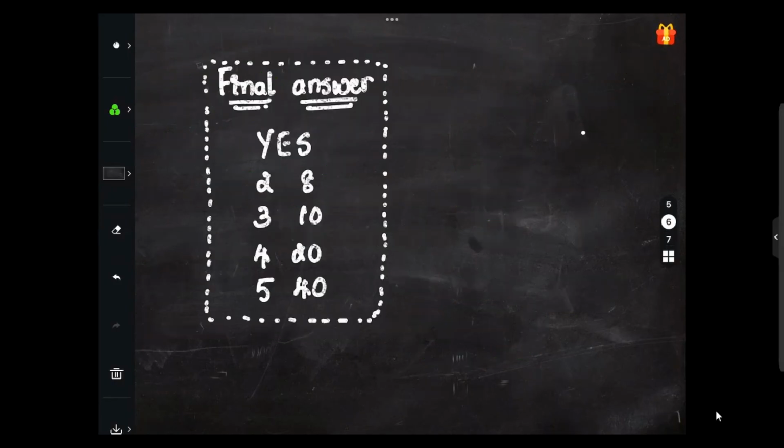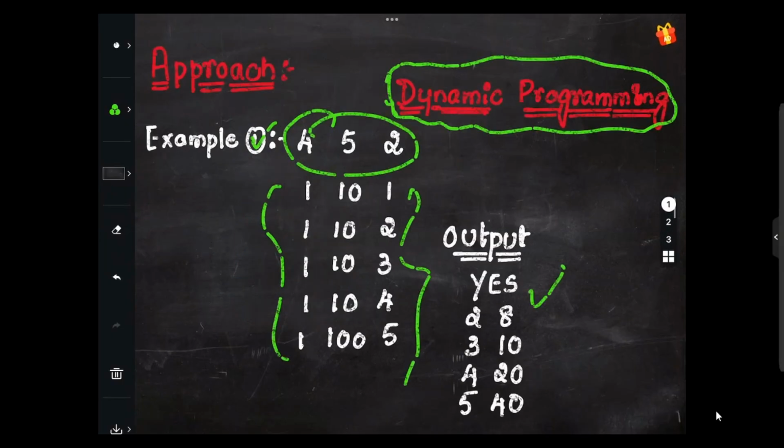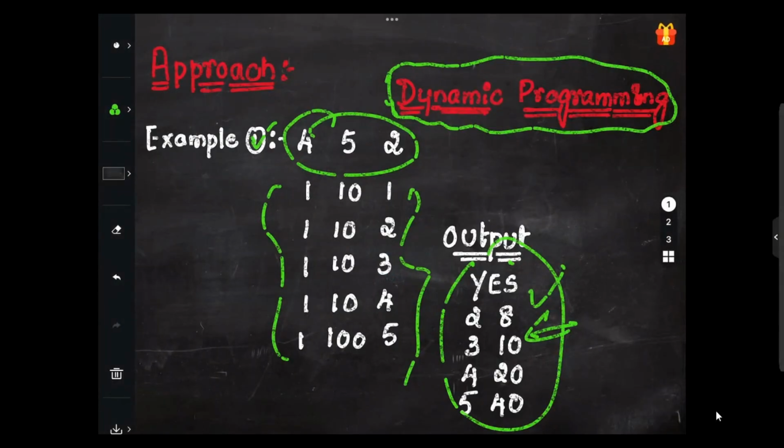The final output is yes, it is possible, and we print yes in the first line, followed by subject 2 at 8, subject 3 at 10, subject 4 at 20, and subject 5 at 40. This output is equivalent to the output mentioned for example 1 within the question. So our approach works absolutely correctly in this case.